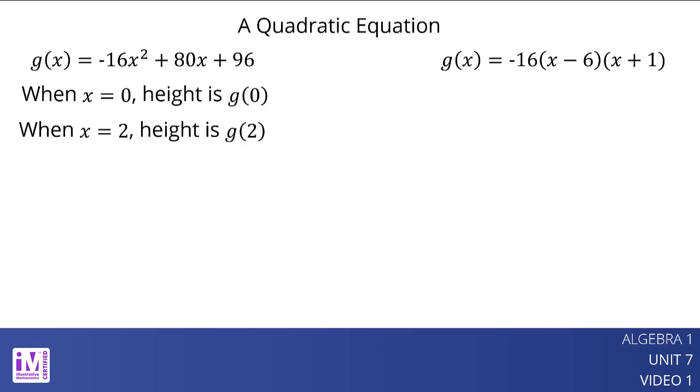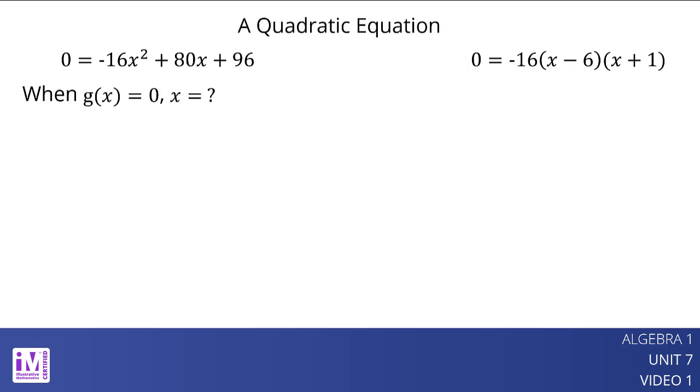What if we know the output of the function and want to find the inputs? For example, when does the potato hit the ground? Answering this question means finding the values of x that make g of x equal to 0.